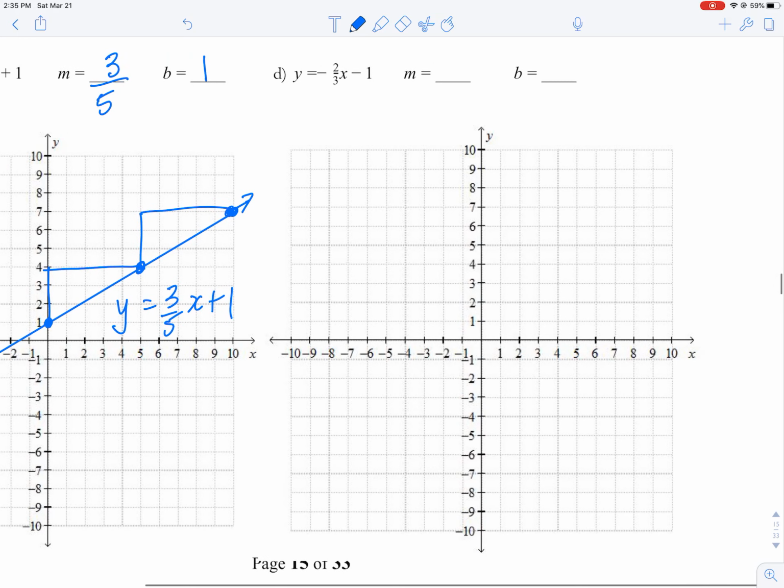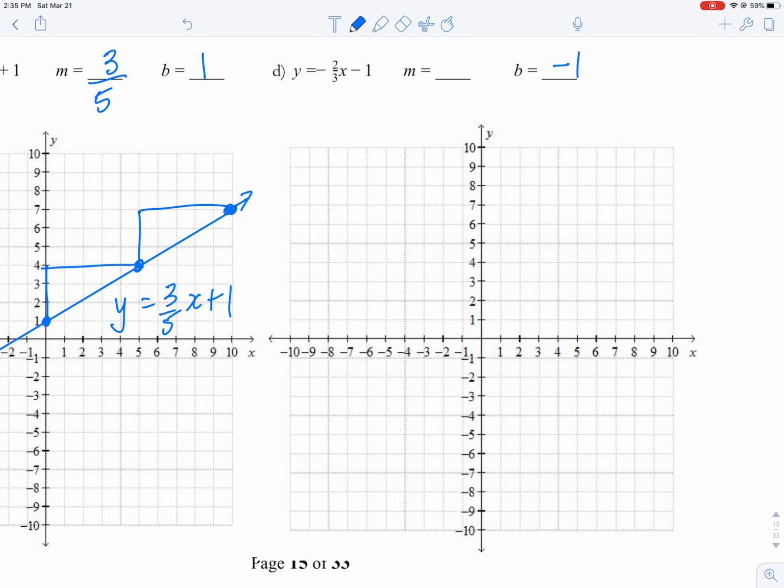For D, -2/3 x minus 1. So my y-intercept is -1. My slope is -2 over 3. So down 2 across 3, down 2 across 3. When I connect these, I'm going to get the line through the points, put arrows, and this is my line y equals -2/3 x minus 1.